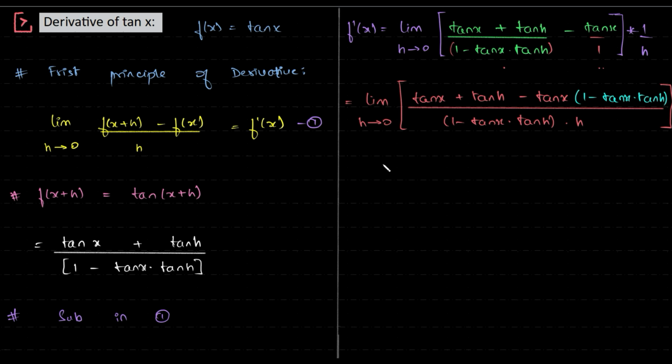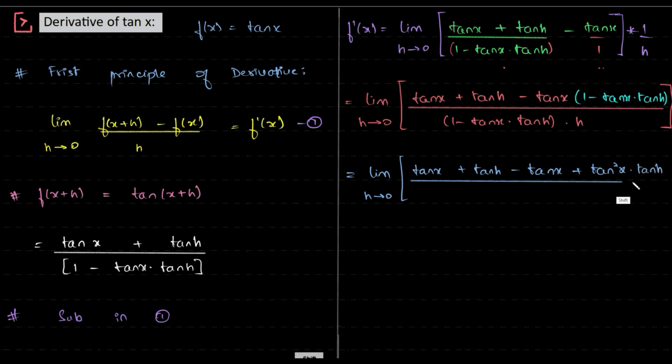And now we need to apply the limit. No, before that, a bit of simplification. Sorry, we need to simplify. So we have tan of x plus tan of h minus tan of x plus tan square x into tan of h. I'm just simplifying this, nothing else. Nothing fancy is happening over here. And we have h times 1 minus tan of x into tan of h. Okay, and closing the brackets over here. So looking for if anything I can cancel, we have plus tan x and minus tan x, and nothing else.